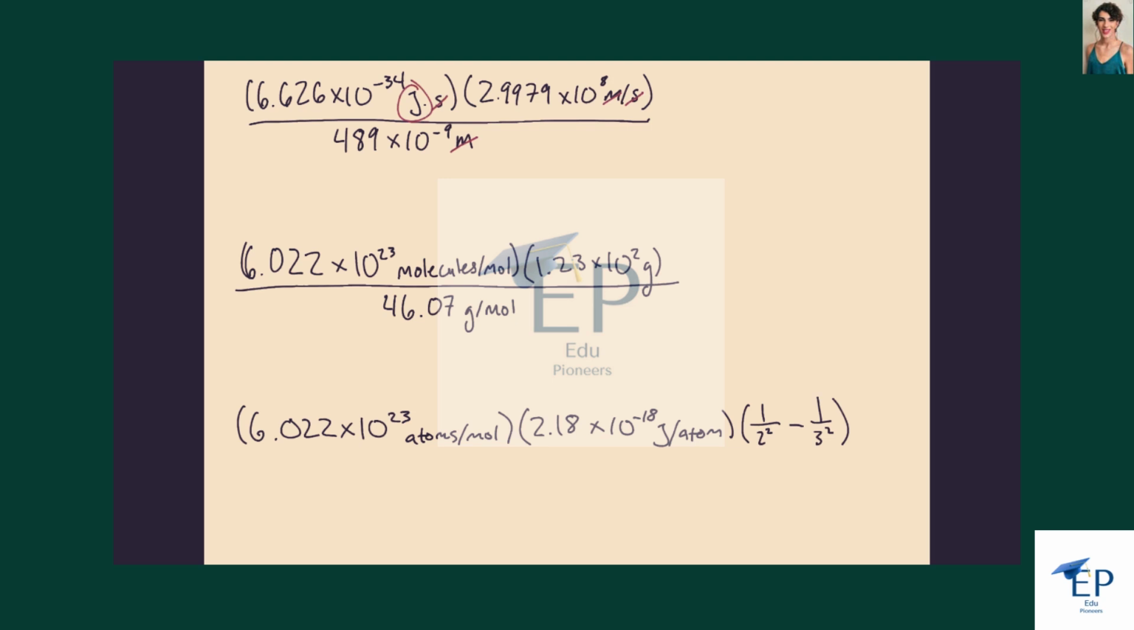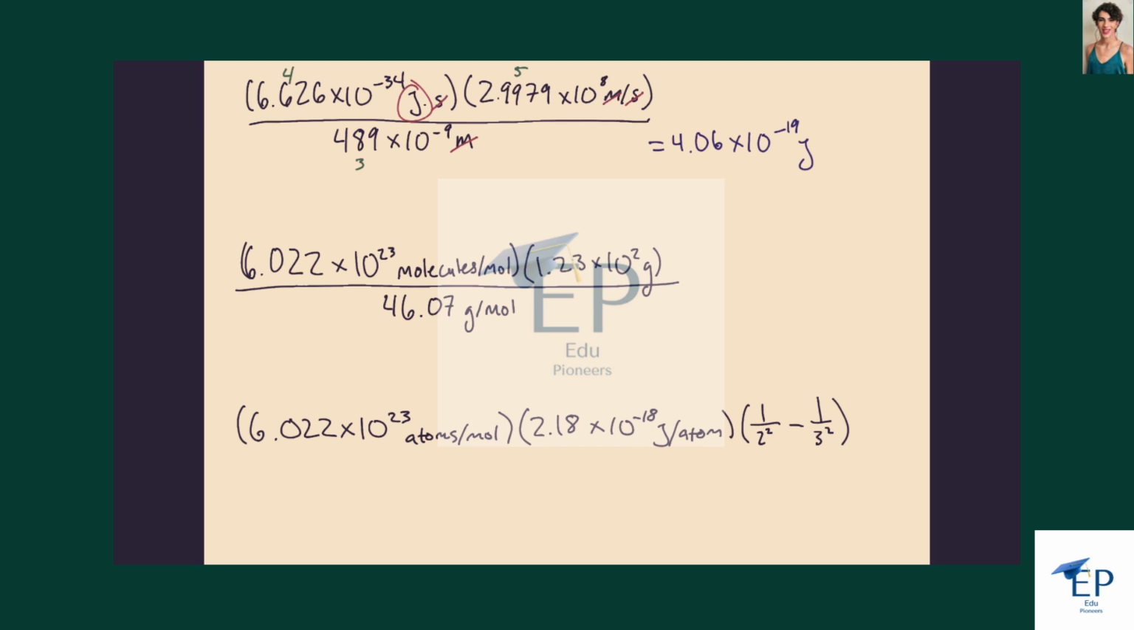Now for significant figures, our first term here has 4, our second term has 5, and our third term has 3. We take the minimum of these 3, and we have 3 significant figures for our answer. Now we do the math, and rounding to 3 significant figures, we get 4.06 times 10 to the negative 19th joules.